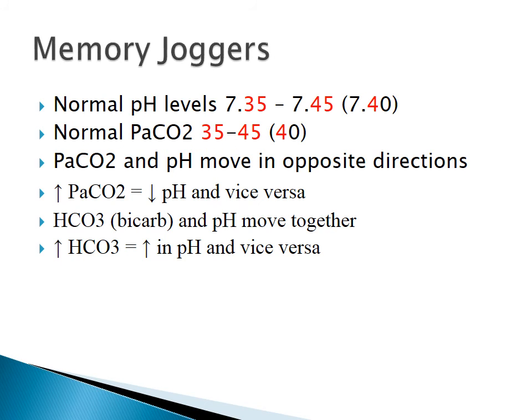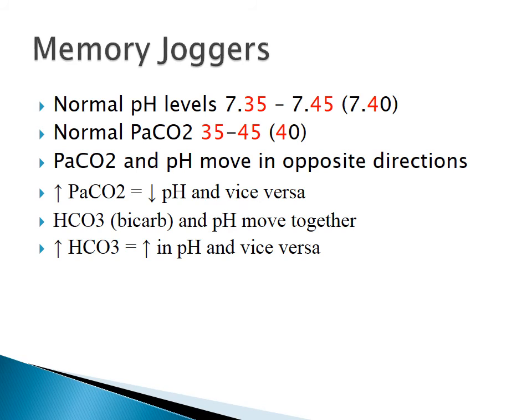So let's look at some memory joggers that'll help you to remember some of these numbers and things. The first one is the normal pH level is 7.35 to 7.45. Do you see the 35 to the 45? And so the middle of that is 7.40. These are not my memory joggers; hopefully they will help you. Normal PCO2 is 35 to 45 as well, but you see it's not the 7.35 to 7.45, but you can see there's a common thing there.